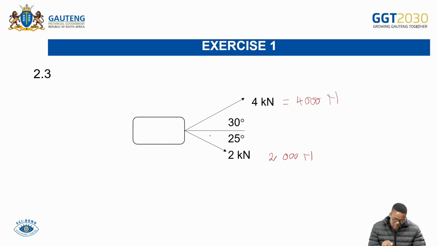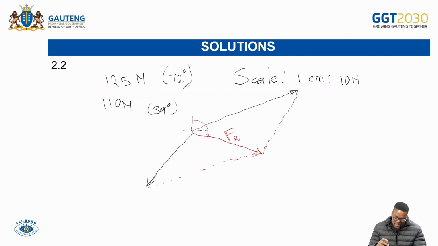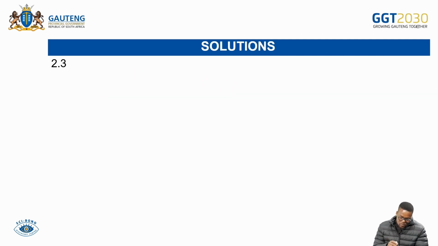So the angle between the line here is 25, and then this one is 30 degrees, right? Which means the angle between these whole two lines is going to be 35 plus 25, which is 55 degrees. Okay, so again, we've got 4 and 2. You can choose your scale. The scale is, we can simply say 1 centimeter is to 1 kilonewton.